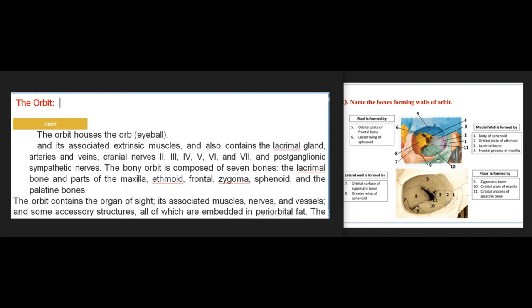The bony orbit is composed of 7 bones, the lacrimal bone and parts of the maxilla, ethmoid, frontal, zygoma, sphenoid, and the palatine bones. The orbit contains the organ of sight, its associated muscles, nerves, and vessels, and some accessory structures, all of which are embedded in periorbital fat.